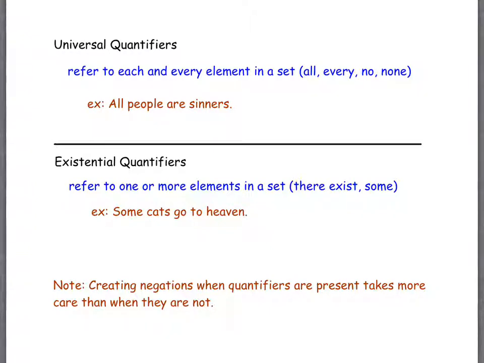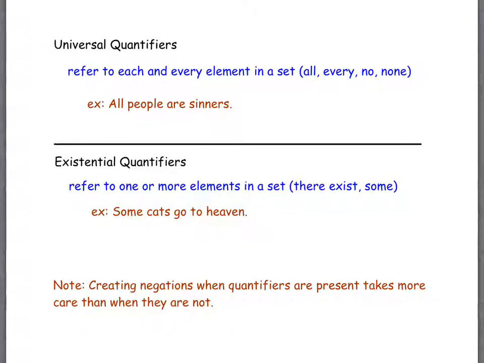Existential quantifiers simply refer to one or more elements in a set. So you see the phrases, there exists, or some. My example is, some cats go to heaven. You see that word some. Inherent in the phrase, some cats go to heaven, does not necessarily mean some cats don't. It just means we don't know about those other cats. Do you guys see the difference?